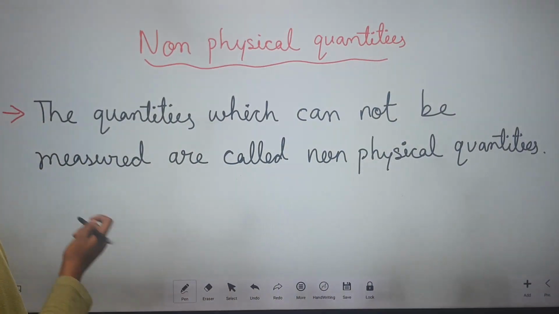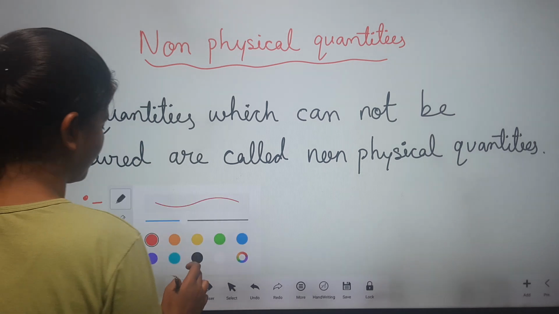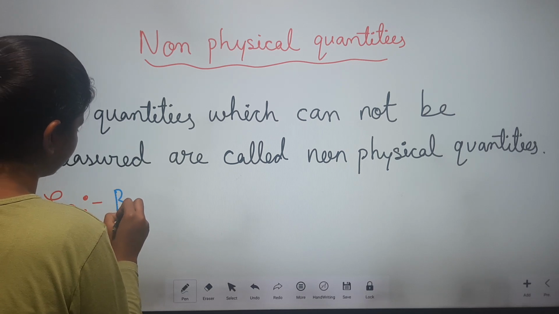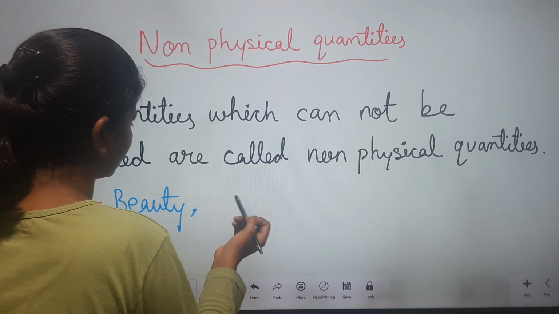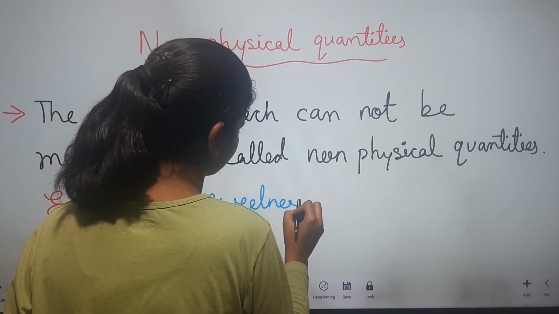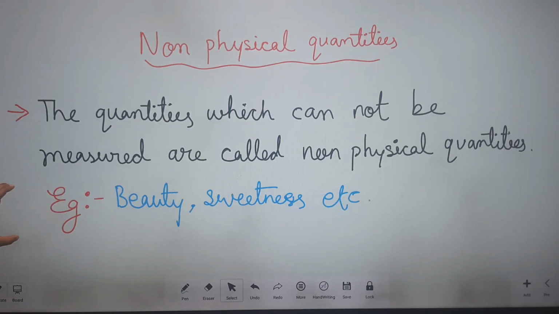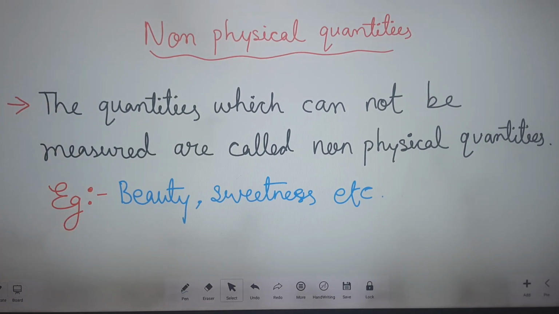For example, beauty, sweetness, blackness, whiteness, etc. So what is a non-physical quantity? The quantities which cannot be measured are called non-physical quantities. Like beauty, we cannot measure beauty. Sweetness, whiteness, blackness, we can only feel. We cannot measure these things.